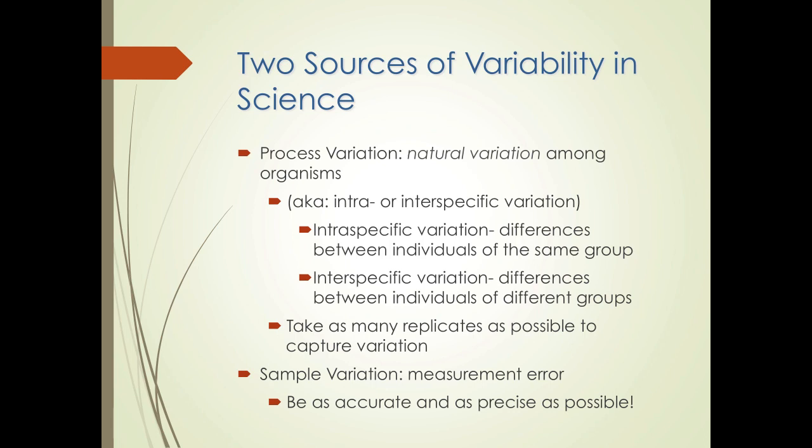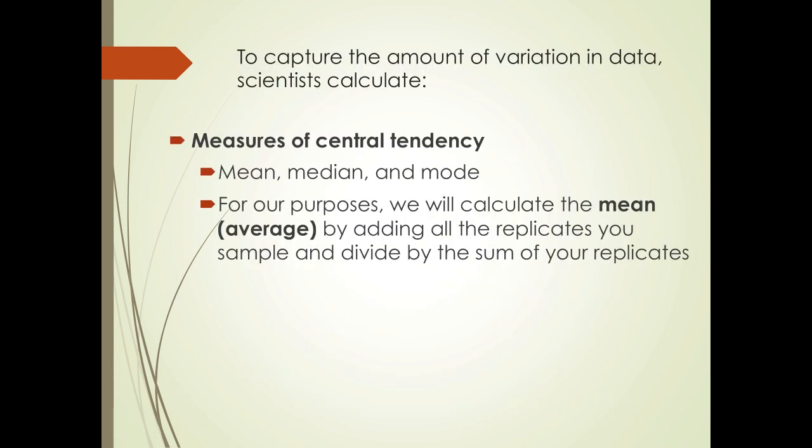Another one is interspecific variation, and this is differences between individuals of different groups. If we were to compare a group of human characteristics to that of a group of chimpanzee characteristics, this would be interspecific variation. To account for this type of variation, you want to make sure you take as many replicates as possible. So you also have sample variation, which is measurement error. To capture the amount of variation in data, scientists calculate things such as the measures of central tendency. These are mean, median, and mode.